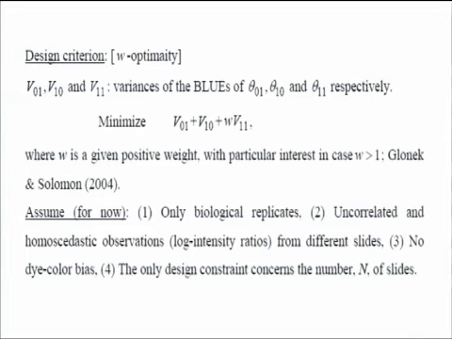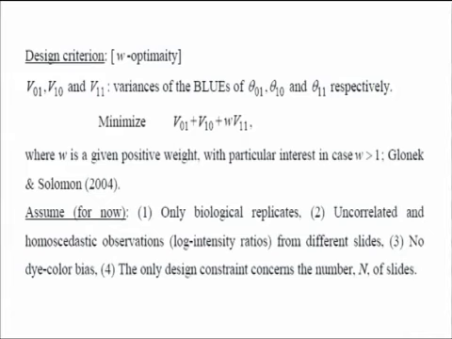But for the time being, we are just keeping W general, and most of our results hold for W greater than or equal to 2 by 3, which means that even if you take W equal to 1, the results should go through. Now, we make some assumptions. First of all, only biological replicates, there is no technical replicate. For the time being, we assume this, which in turn implies that observations from different slides can be assumed to be uncorrelated. And homoscedastic, that we are also assuming, I am coming back to this point later on, and no dye color bias for the time being.